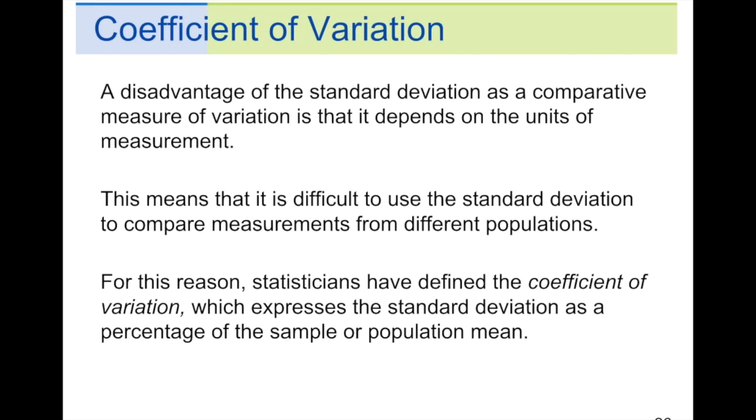A disadvantage of the standard deviation as a comparative measure of variation is that it depends on the units of measurement. This means that it is difficult to use the standard deviation to compare measurements from different populations. For this reason, statisticians have defined the coefficient of variation, which expresses the standard deviation as a percentage of the sample or population mean. So instead of using units, we're dealing with percentages.